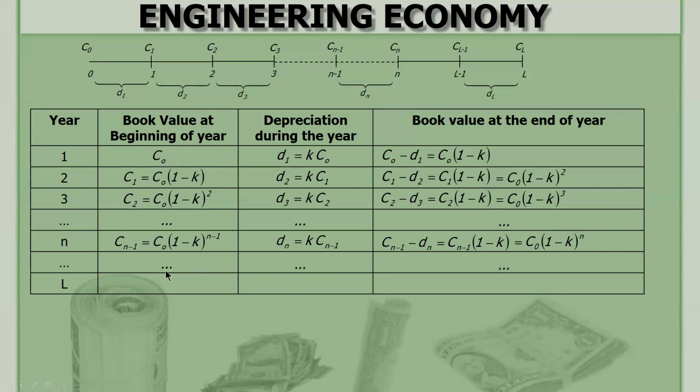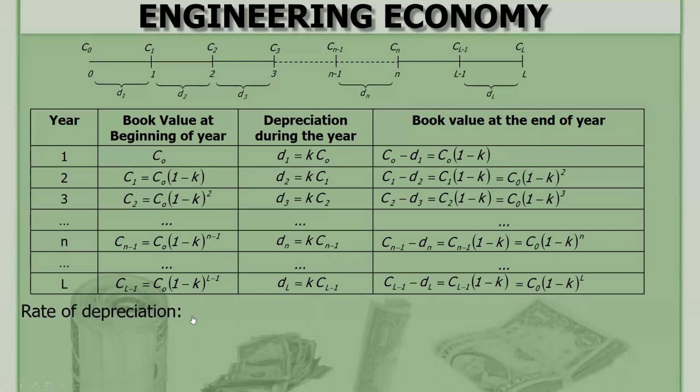And if you will proceed up to the last year, L, same. For year L, L minus 1, L minus 1. And then D sub L, L minus 1 subscript. And based on this pattern, this will be equal to C sub 0 times (1 minus K) raised to L. This is the salvage value. Salvage value. Okay.